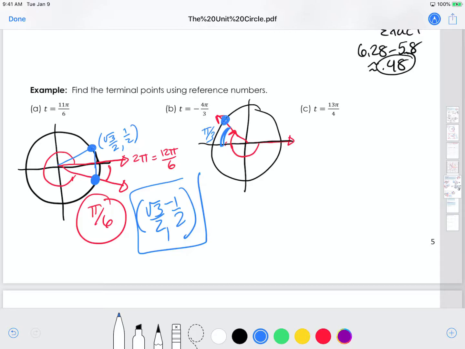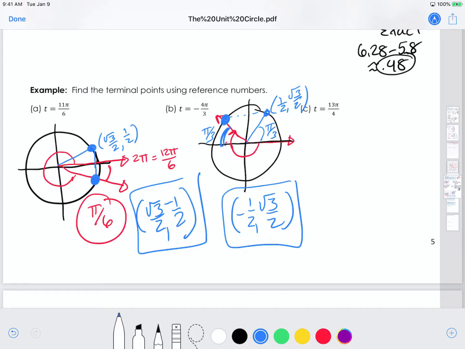So I know this point and the point for pi over 3 here in the 1st quadrant are going to be exactly the same other than sign changes. So if you look at the unit circle for pi over 3, the ordered pair for pi over 3 is positive 1/2, square root of 3 over 2. In the second quadrant, my x is going to be negative and my y is going to be positive. So for negative 4 pi over 3, my terminal point is going to be negative 1/2, square root of 3 over 2, because we're looking at the second quadrant.